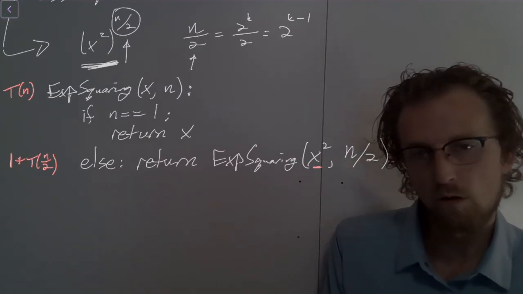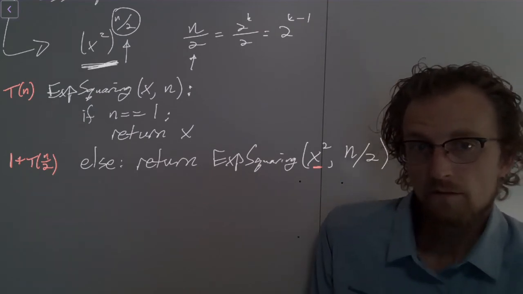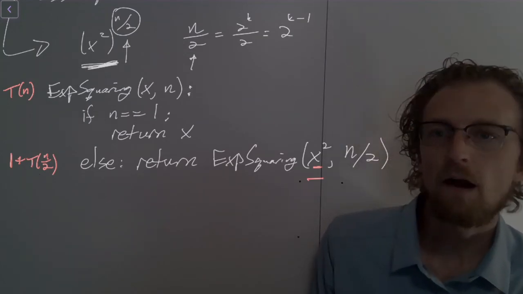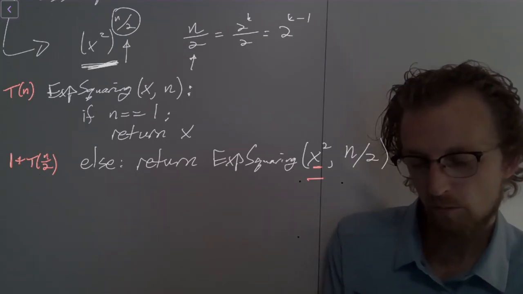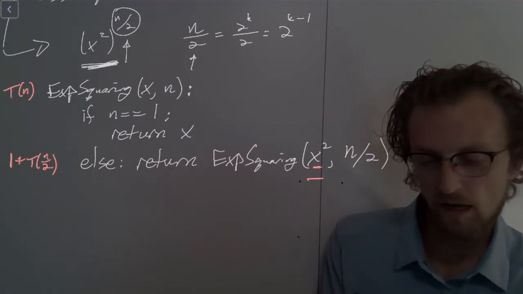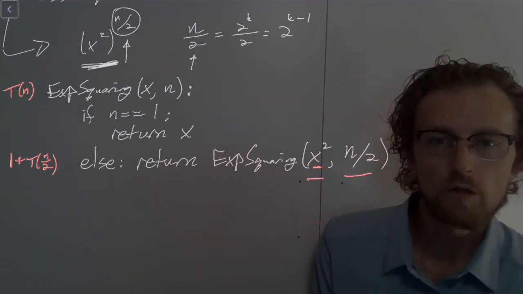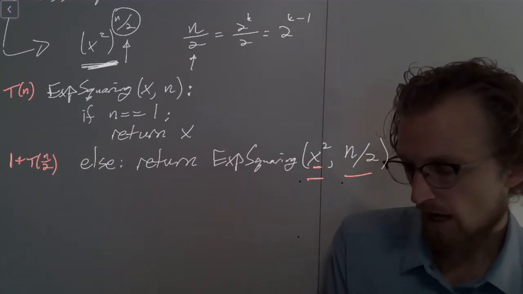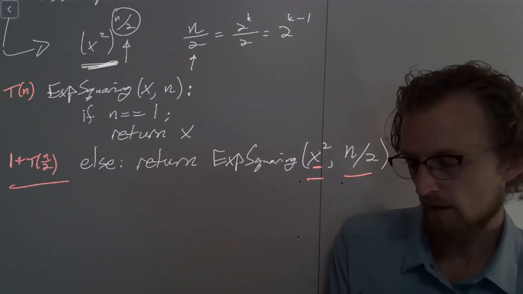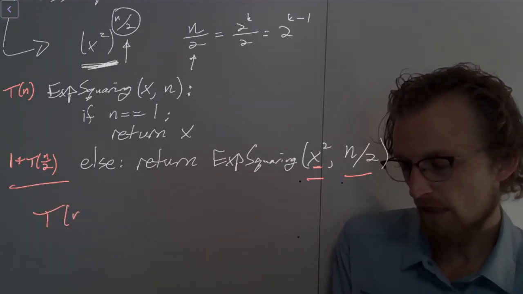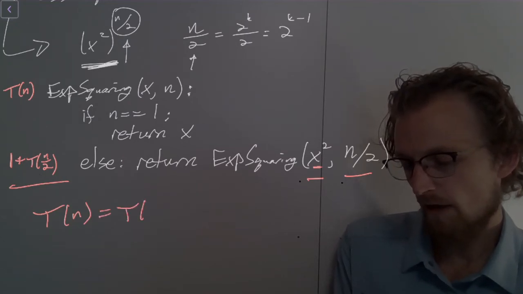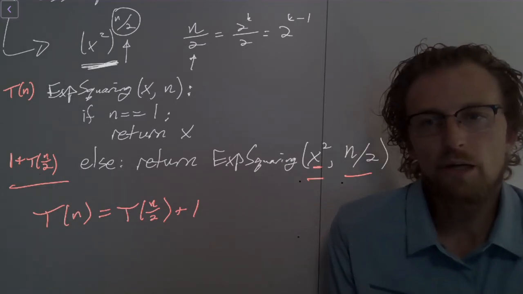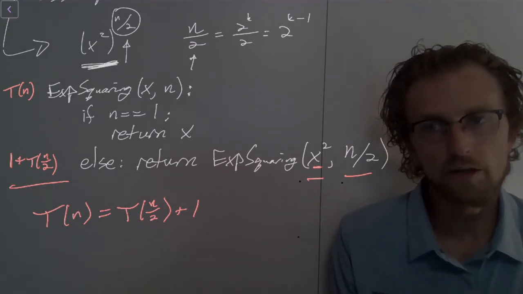And so what are we doing? Well, we're saying that number is 1, a multiplication, plus however many multiplications it takes to exponentiate with an exponent of n over 2. So we cut the value of the exponent in half and perform a multiplication. And that's what this recurrence relation is saying. So put them together and we end up with T of n equals T of n over 2 plus 1. And that's our recurrence relation. This is it.